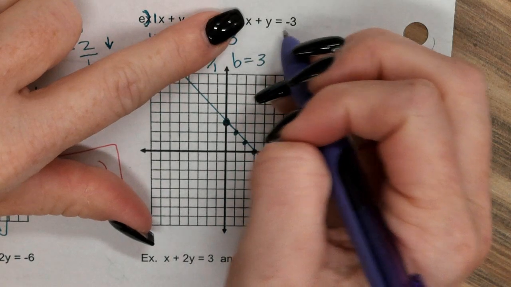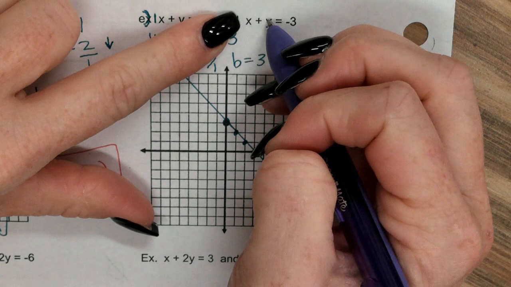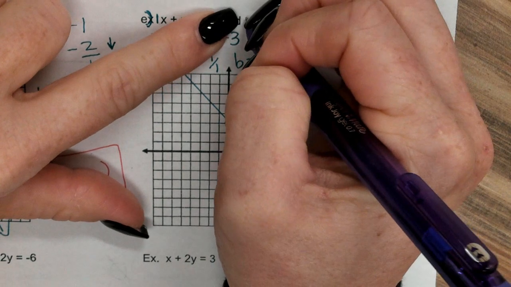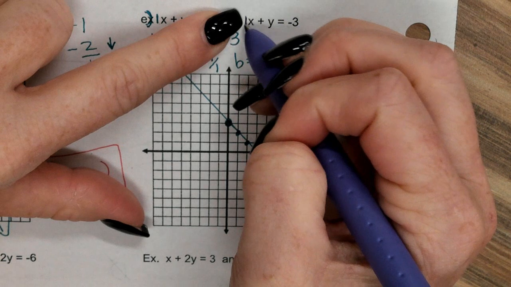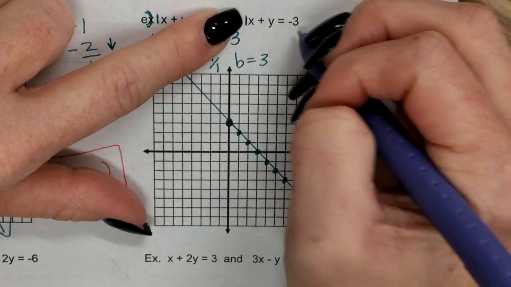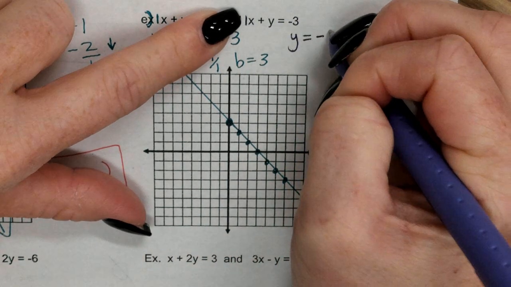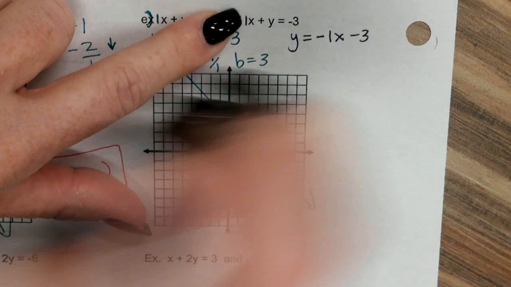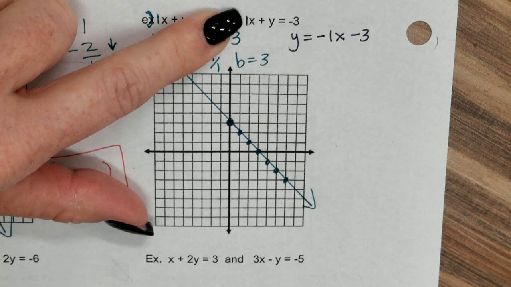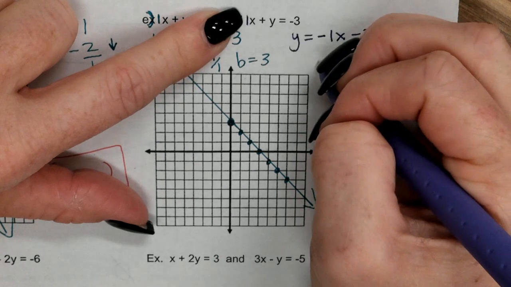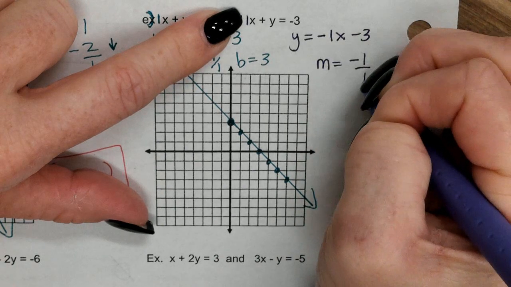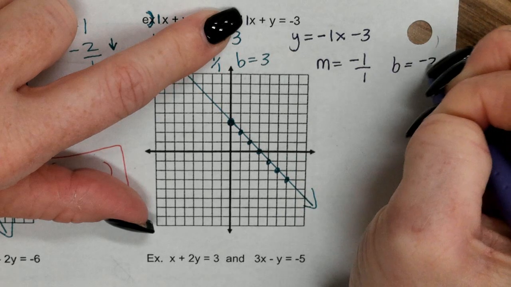Are y'all finished with the first one? Okay. So again, there's a coefficient of 1 here. I'm going to move this 1x to the right by subtraction. So I have y equals negative 1x minus 3. I have a slope of negative 1 over 1 and a y-intercept of negative 3.